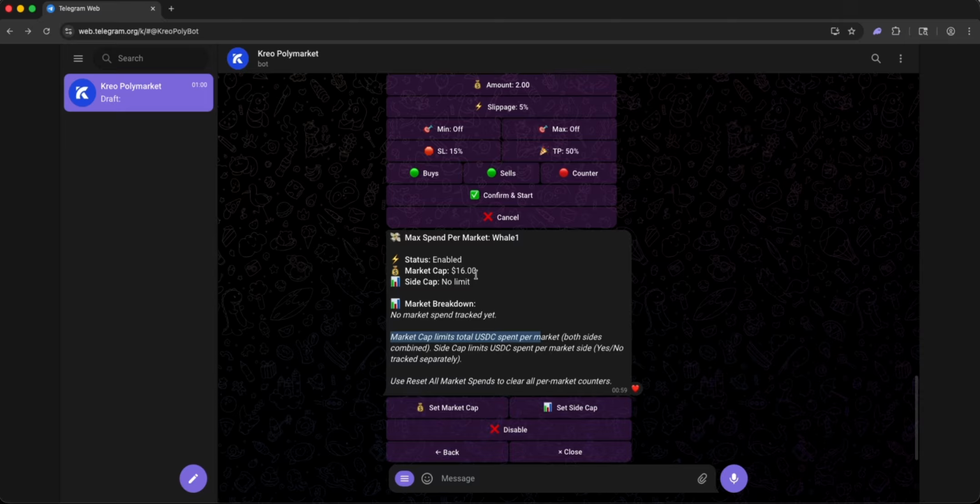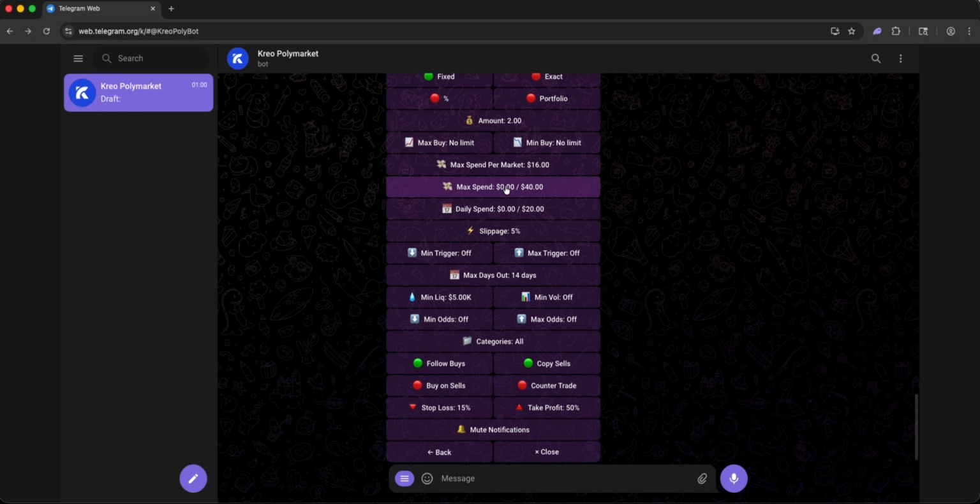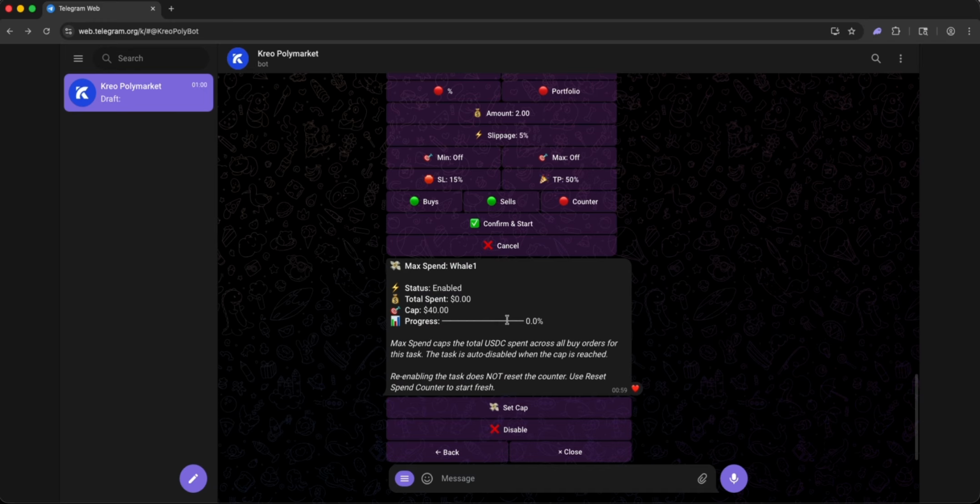We can also set a side cap, which means that for every individual side, there will be an individual maximum amount that Creo will allow our wallet to put in so that we don't lose too much money. Next, we can set a max spend. Now, max spend is, instead of being per market, for the entire task. So once it spends $40, for example, in this whole task, it's not going to buy anymore.